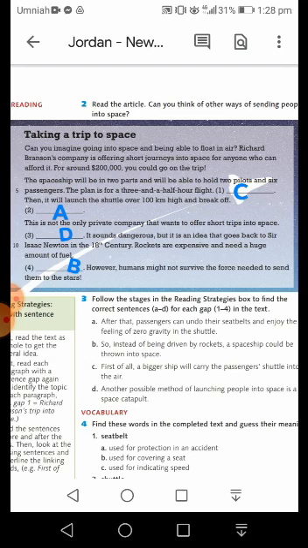Number 3, with D. Another possible method of launching people into space is a space catapult. It sounds dangerous. Let's move to number 4 with B. So, instead of being driven by rockets, a spaceship could be thrown into space. Because before that, we talked about Isaac Newton and his idea for offering a short trip into space using the catapult. So number 4 would be, however, humans might not survive because this is a dangerous idea. The force needed to send them to stars.